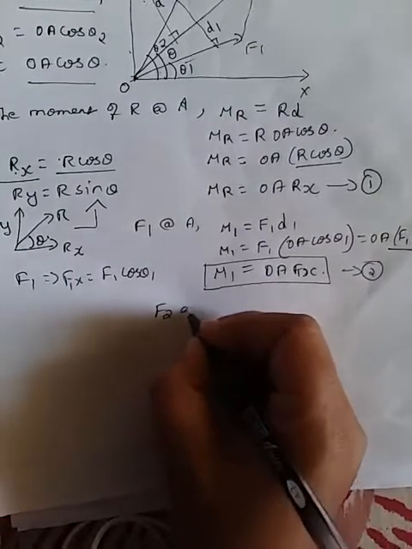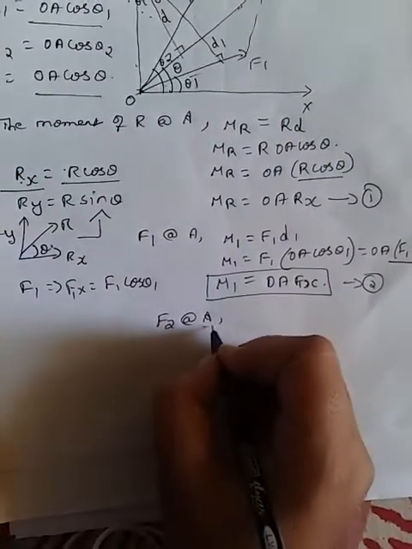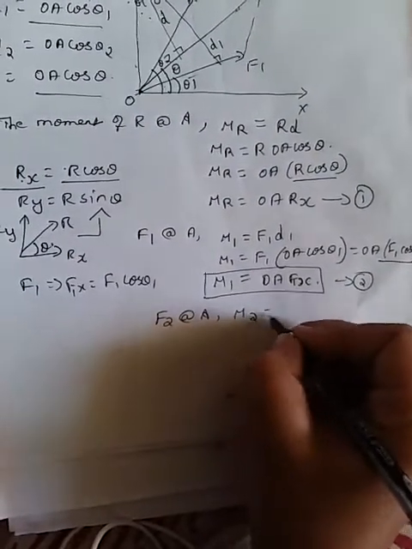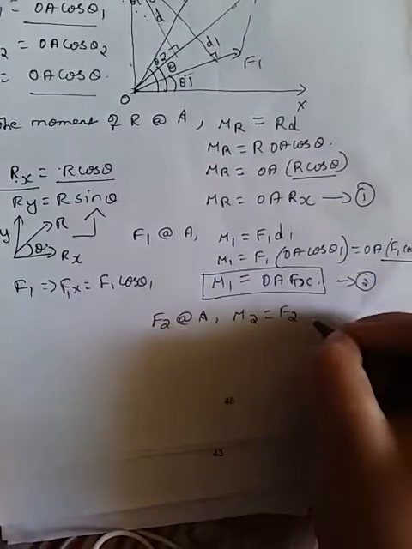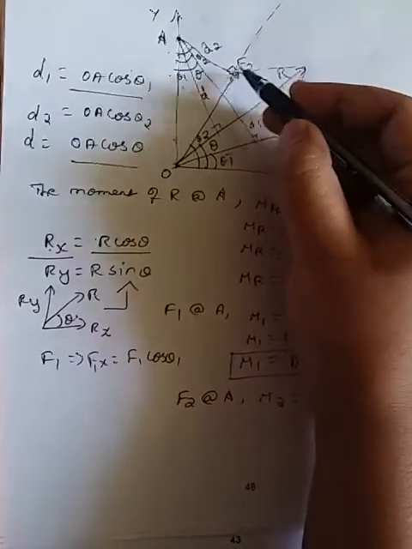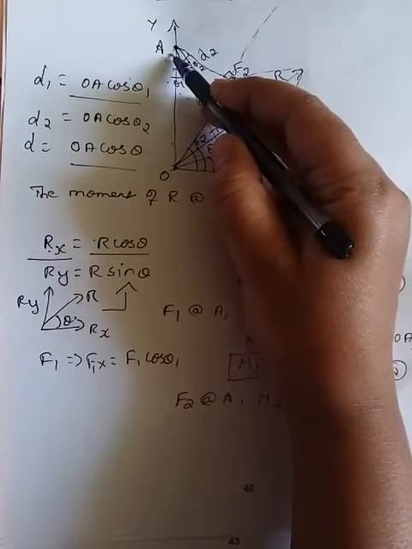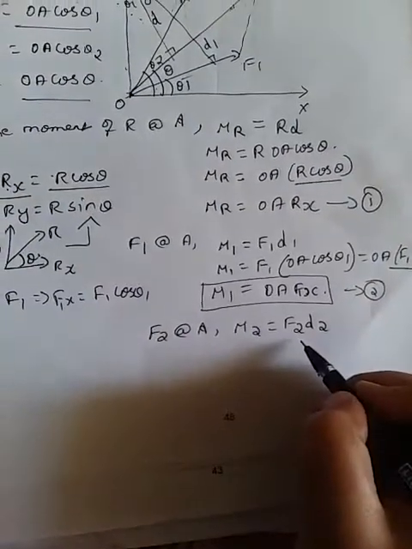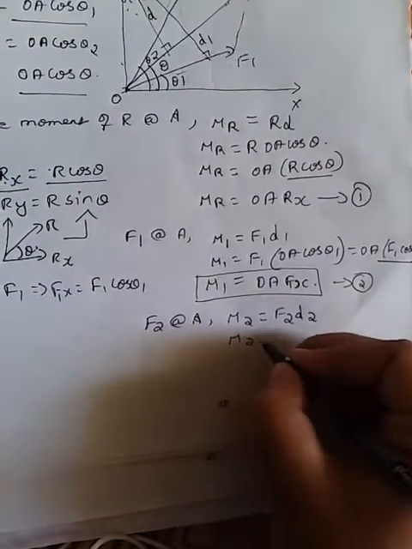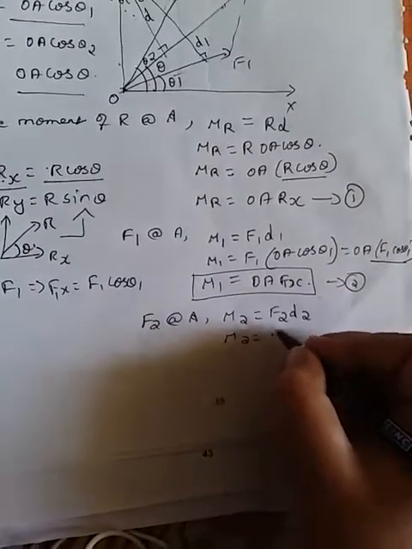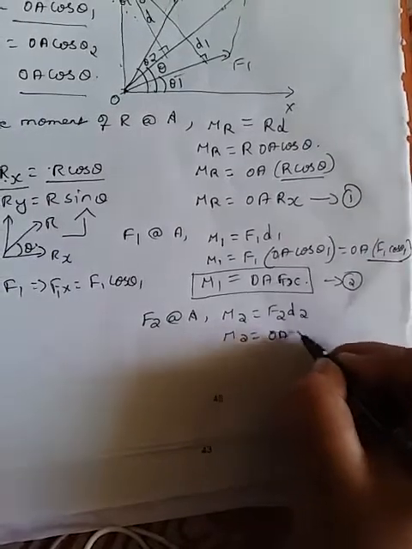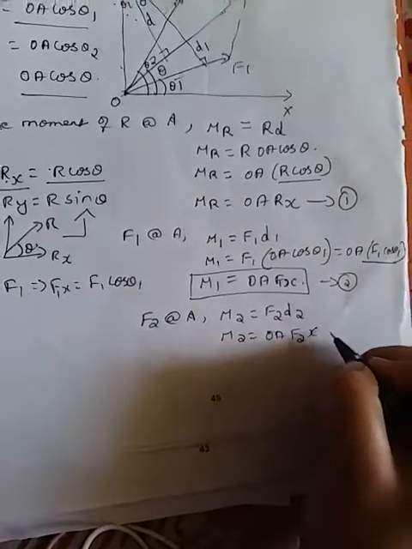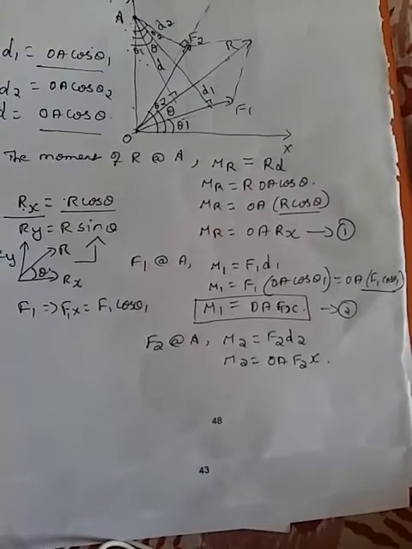Similarly, find out the moment of F2 about point A. So M2 I am going to give the notation as M2. M2 equals, similar to this, F2 into d2. So this is force F2, and the perpendicular distance to point A is d2. Now M2 equals, similar to this, if you substitute the terms and simplify, you are going to get OA into F2x.